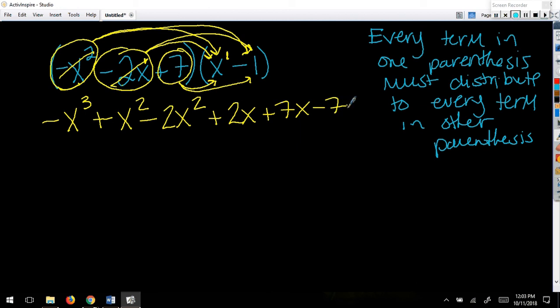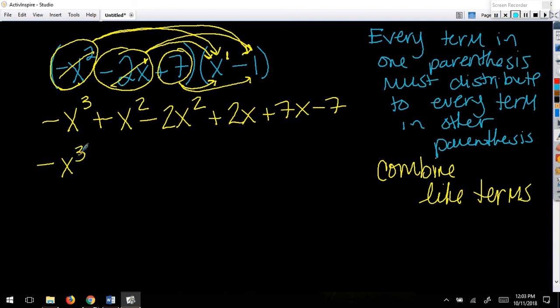After we've distributed all these terms, remember we then need to combine our like terms. So looking at this, I have negative x to the third. I have an x squared and a negative 2x squared, which would leave me with negative 1x squared. I have 2x and 7x, which would leave me with 9x. And then the minus 7 on the end.